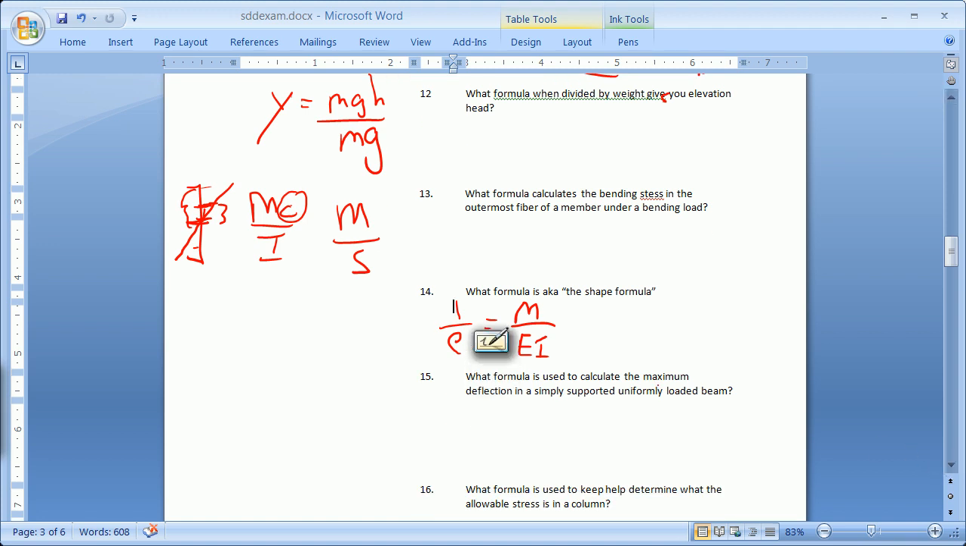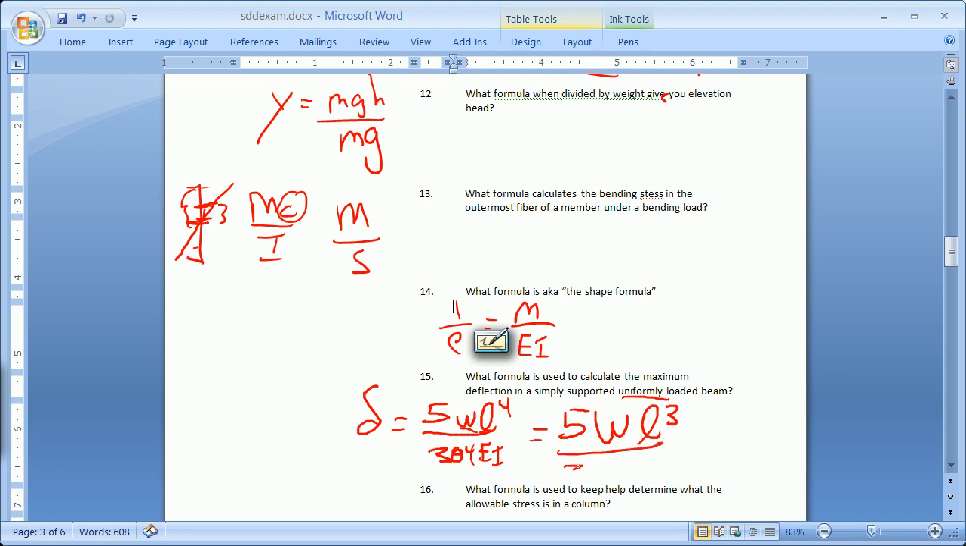What formula is used to calculate the maximum deflection of a simply supported beam? Deflection equals 5WL to the 4th over 384 EI. Uniformly loaded, there's our uniform load. You could also have written this, of course, as 5 big W L cubed over 384 EI, assuming a constant modulus of elasticity and a constant moment of inertia.